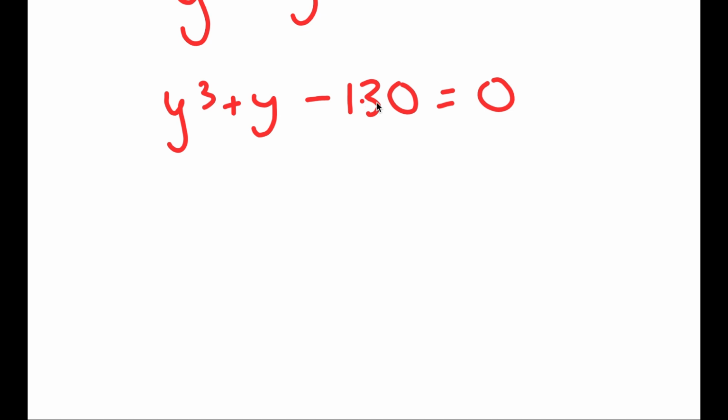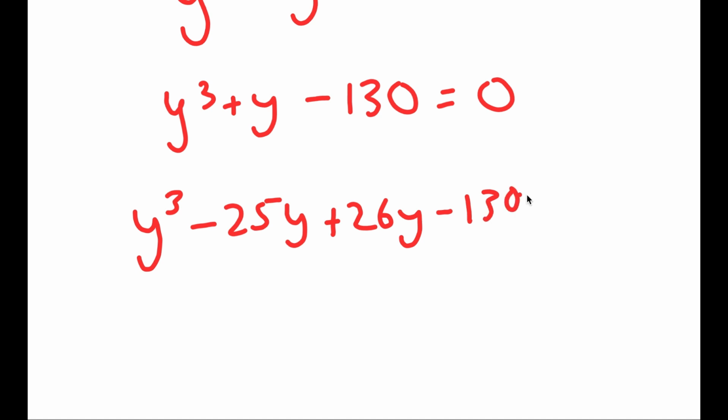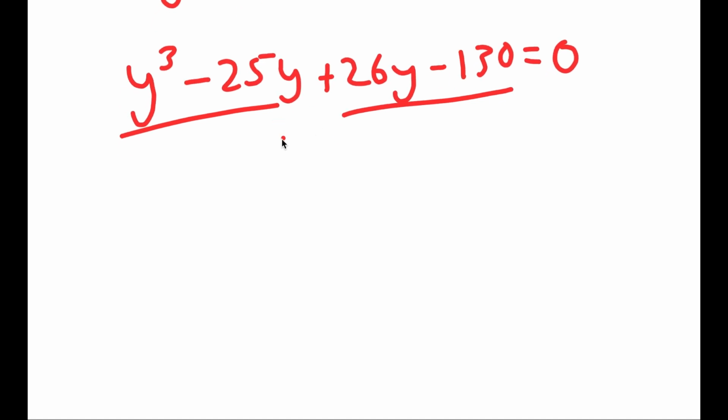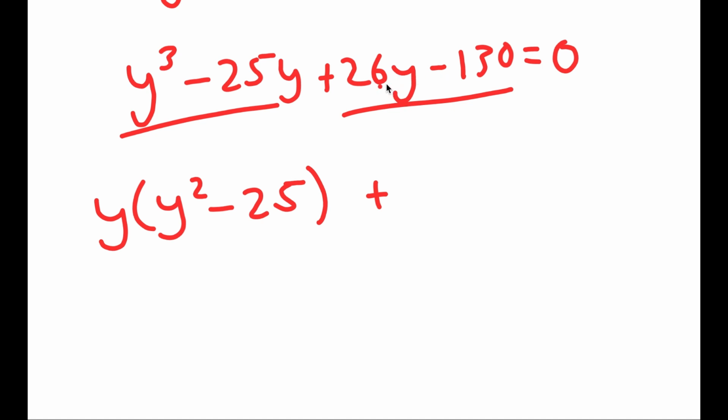Now from here, I'm going to rewrite negative 130 as negative 25, I'm going to rewrite y here as negative 25y plus 26y. And the reason I'm doing this is so that I can factor these two individually. So from y to the power of 3 minus 25y, I'm going to factor out y. So I get y times y squared minus 25 plus, now from 26y minus 130, I'm going to factor out 26. So I get 26 times y minus 5.